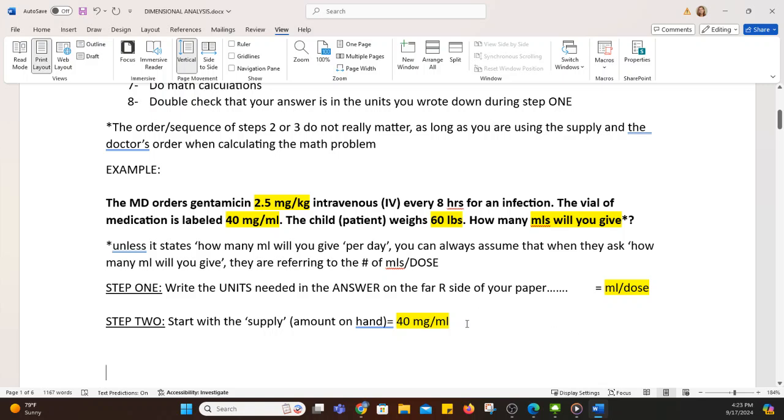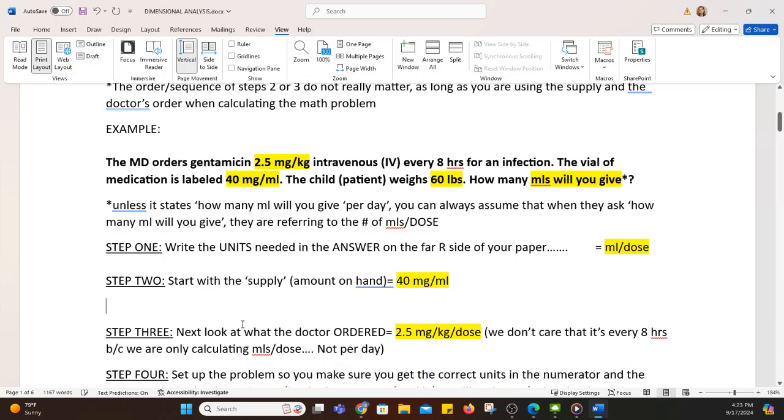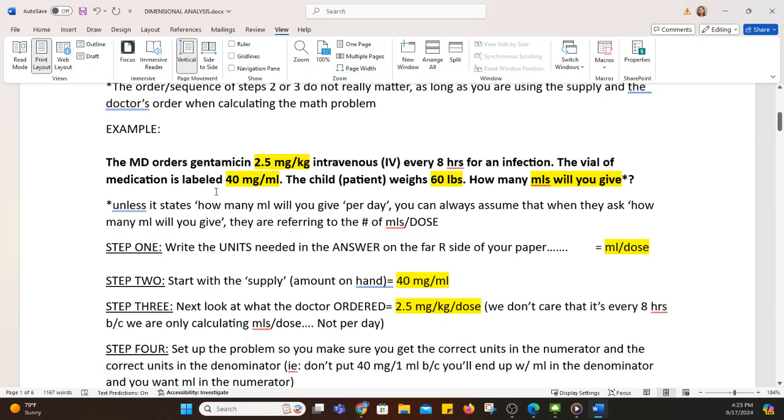So I'm going to write that down, 40 milligrams per mil, so I just know what I have. Step 3, I'm going to look at what the doctor ordered. And it says up here, the doctor ordered 2.5 milligrams per kilogram. And we can assume that means per dose because this is each dose. And then the doctor says I have to have a dose every 8 hours. So we can write 2.5 milligrams per kilogram per dose.